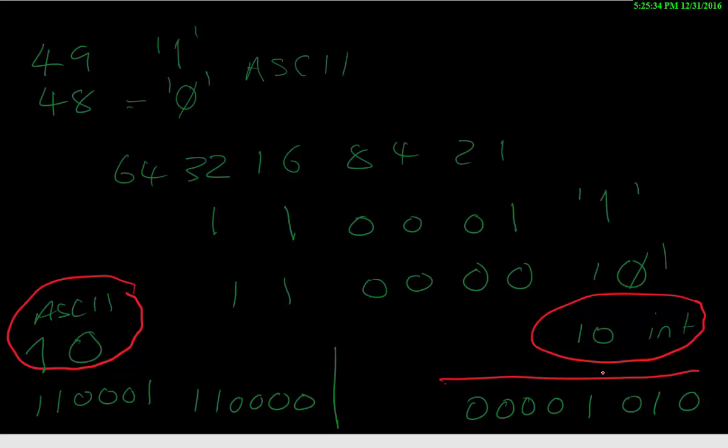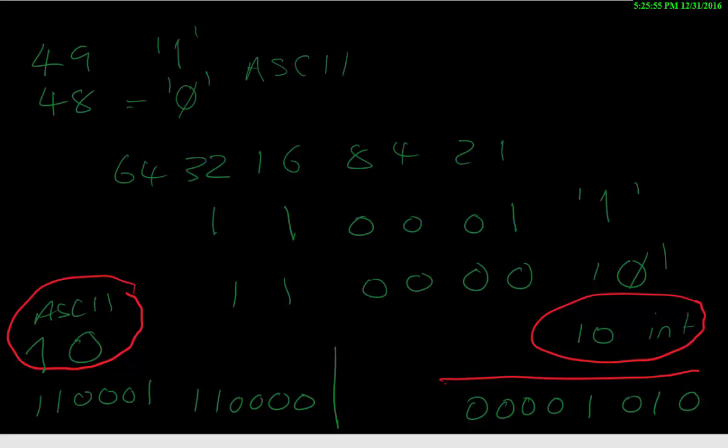So in the case of binary files, you would need to make sure that it is clear that the program knows that this is definitely an integer, and this is definitely two ASCII values, two characters, if you like. So it's very important to understand what you're dealing with.